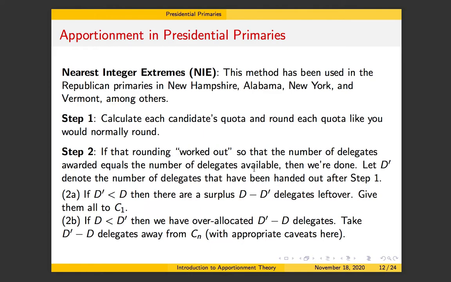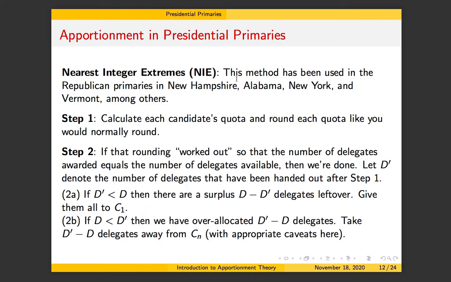Okay, so let me show you a real method now. This is used in places like New Hampshire, Alabama, New York, Vermont, again, on the Republican side. The Democrats all use Hamilton's method. The Republican state parties are allowed freedom. The Democratic state parties are not allowed freedom. The National Democratic Party stipulates Hamilton's method for every state primary. The Republican National Party does not stipulate a method. So the states are kind of free to invent their own methods.